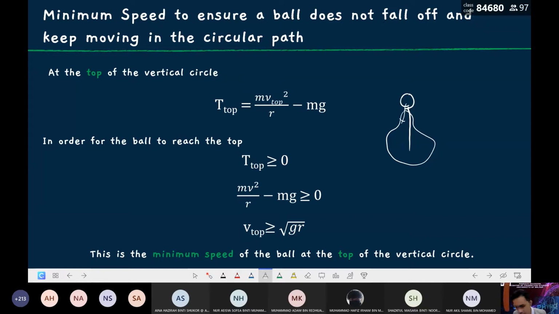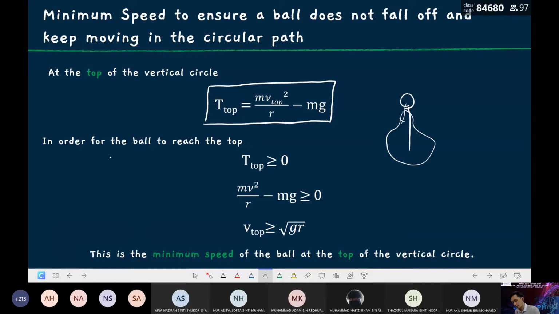So in order for the ball, or an object, to move in circular motion, we need to have the velocity at the top and also the velocity at the bottom, which are different. So for example, let's go to the top first. So what is the minimum speed of the ball at the top? So we do have that the T top, the tension at the top, is equal to mv square over r, the centripetal force, minus our weight.